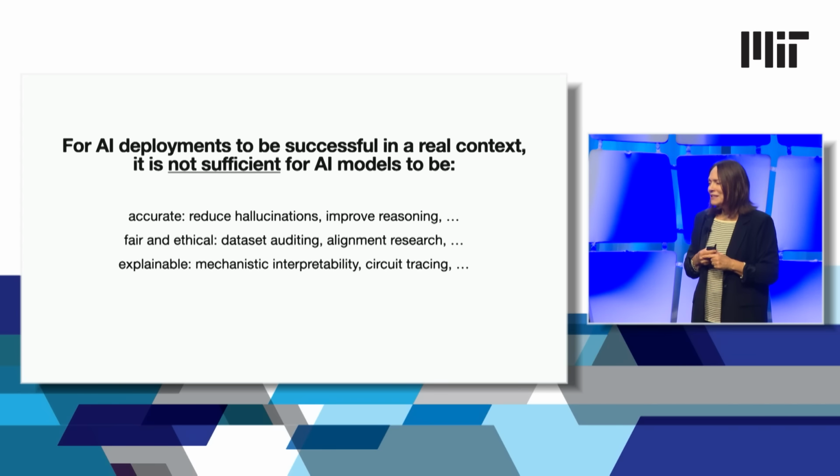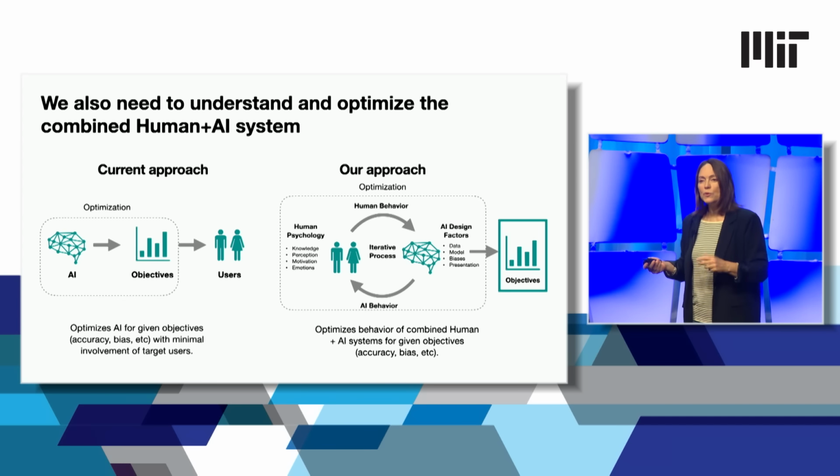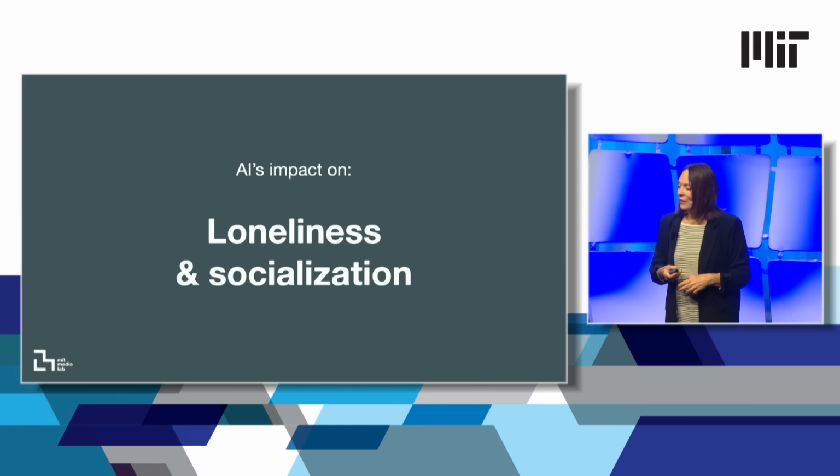So for AI deployments to be successful in a real context, it is not sufficient for the AI model to be accurate and fair and ethical and explainable. It is important that we also test AI models and AI systems in the human context where they will be used, and that we look at other outcomes, not just how well the AI system does, but how well does that person do with AI? Do they lose their skills? Do they lose their motivation, etc.?